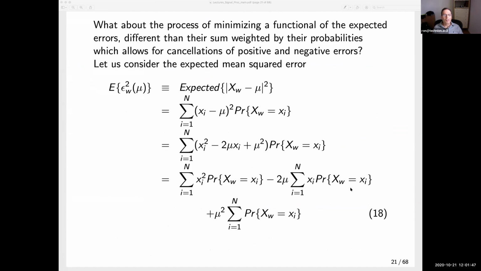What about the process of minimizing the MSE, the mean of the squared error? Let's write it. Now what we'll do is minimize. We'll take 10 more minutes with your permission, okay?